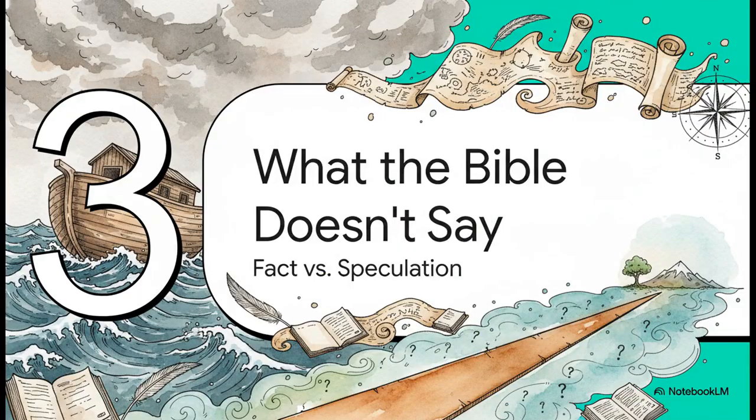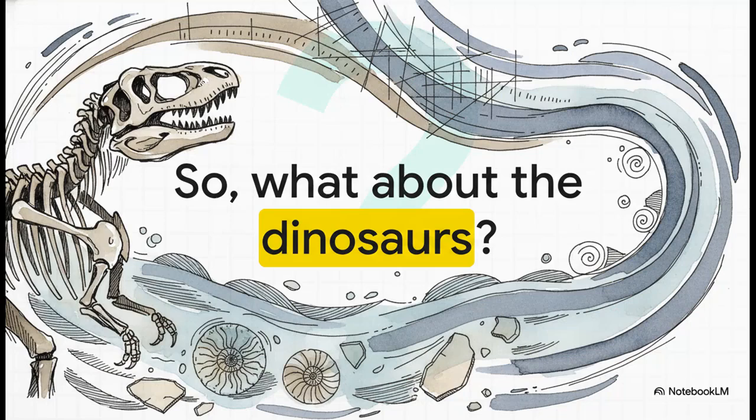Okay, so this all leads to a really important point, not just for this story, but for reading any ancient text. And that's knowing the difference between what the text insists we believe and what it just leaves open. Which, of course, brings us to the question that always comes up. You knew it was coming, right? What about the dinosaurs? And this is the perfect example of where we tend to smash our modern scientific questions into an ancient story that was trying to answer something completely different.